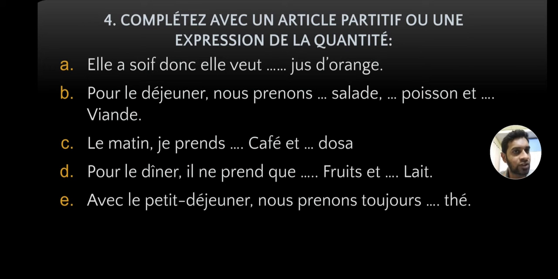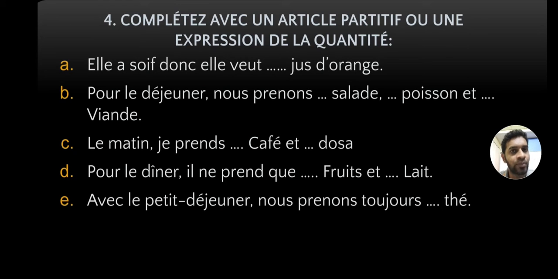For jus d'orange, which one will you use? First check if it's plural or singular. It's not plural. Jus means juice, not juices, so it's singular. The possible ways are du, de la, de l'. Does it start with a vowel or consonant? It starts with the letter J, which is a consonant, so de l' is not possible. Now check if it's masculine or feminine. Jus is a masculine noun, so de la is not possible. So we'll use du. Elle a soif, donc elle veut du jus d'orange, du for the first one.